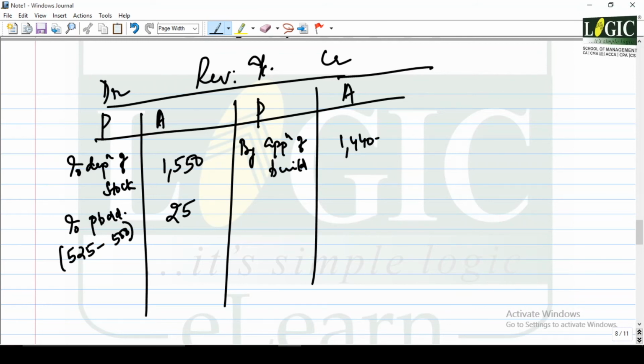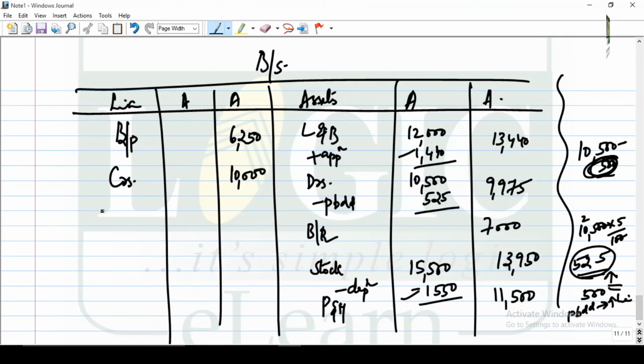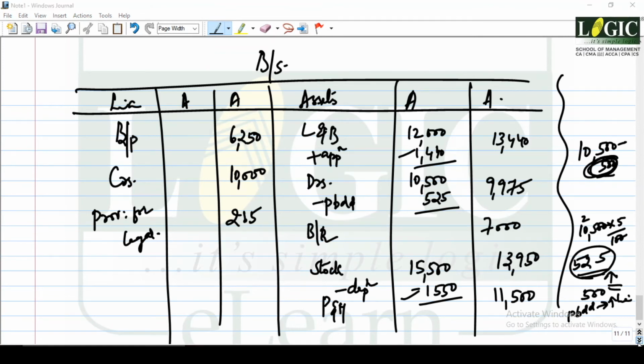Now provision for legal charges. In some cases the advocate's fees are not given, so what will you do? Provide for it, it is a claim for legal charges, how much? 265. It is a payment pending, so that is a liability. So provision for legal charges, 265. Then comes our goodwill. So we will see the goodwill treatment.